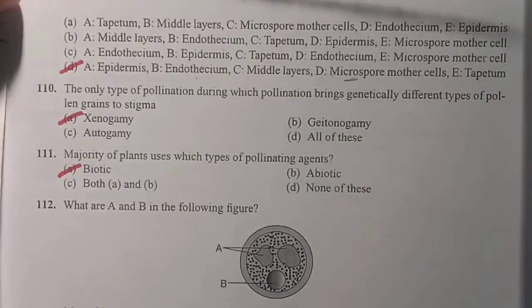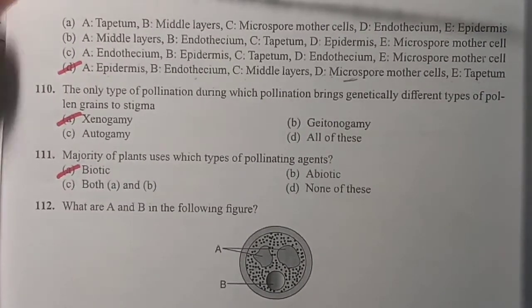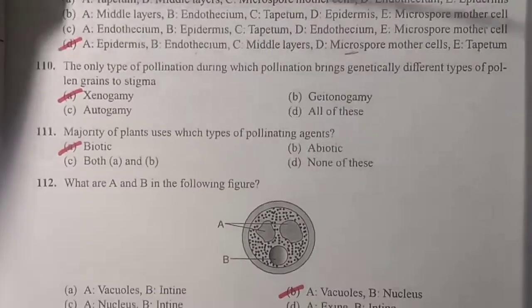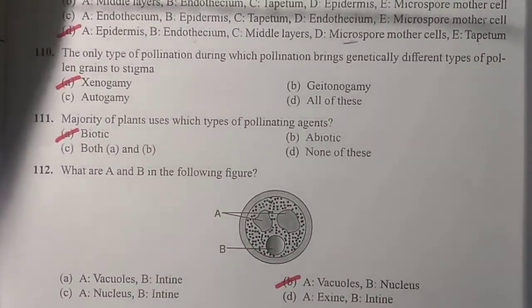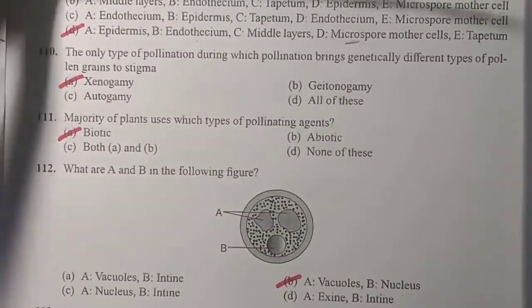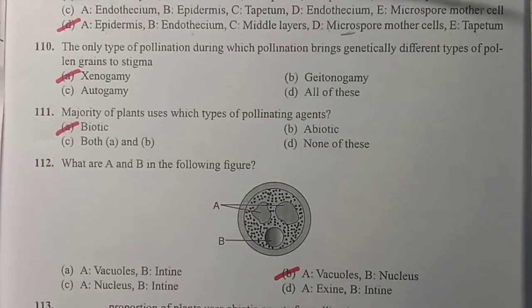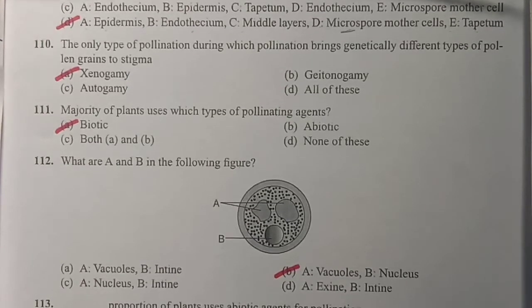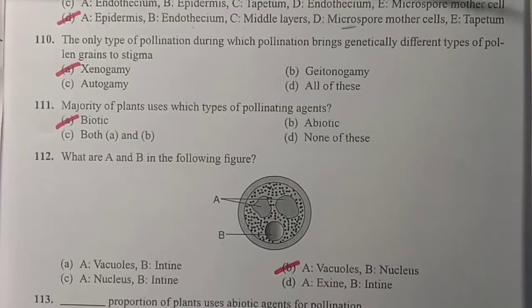And next question, the only type of pollination during which pollination brings genetically different types of pollen grains to the stigma. If it brings genetically different types of pollen grains, it is absolutely called cross-pollination or xenogamy. It is the only type of pollination which brings genetically different types of pollen grains, which means from other species or from the other plant, it is termed as xenogamy.